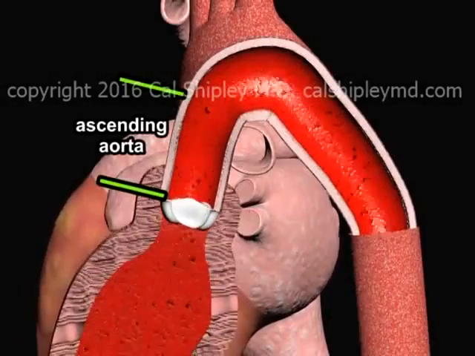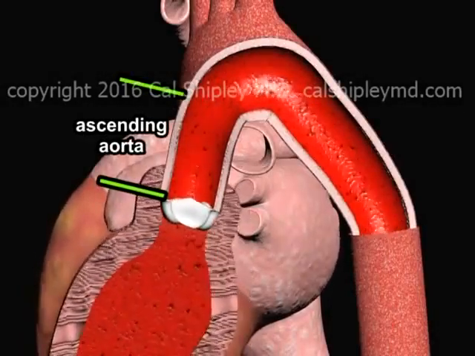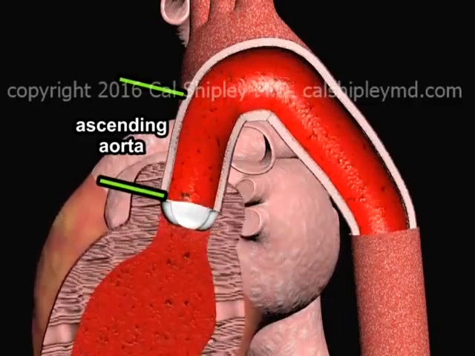It's important to note that aortic insufficiency occurs only in dissections which have involved the ascending aorta. There are 3 basic mechanisms by which aortic insufficiency may occur during aortic dissection. Let's start by looking at leaflet detachment.